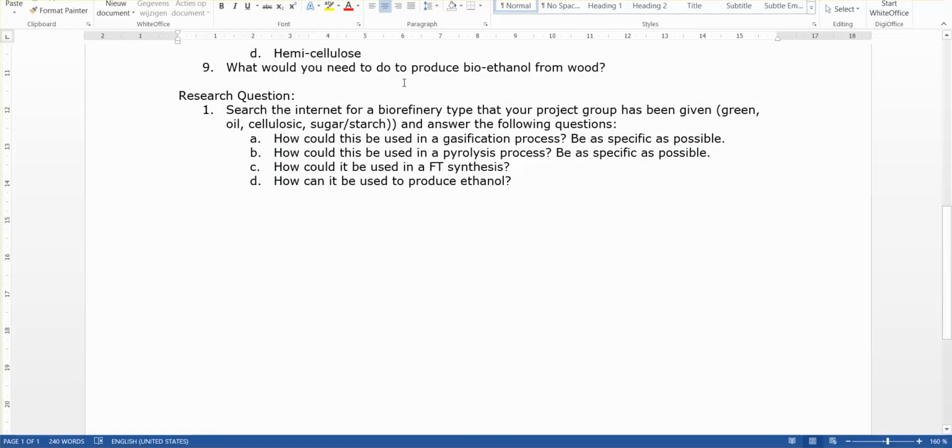Okay. So I've started the recording again, just so people know what the question was that Christian posed. Christian asked me to explain a research question, and the research question for assignment 7 is to search the internet for a biorefinery type that your product group has been given. So this year you all have a green biorefinery. There's slightly different biomasses, grasses versus sugar beet leaves versus lemna versus macroalgae. But use the internet and find a biorefinery about that. Like, for example, Grasa would be an example.